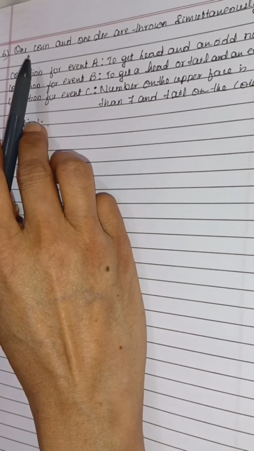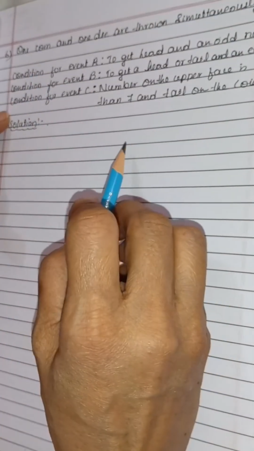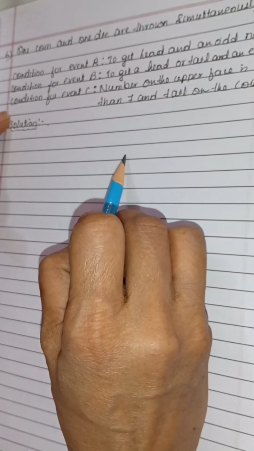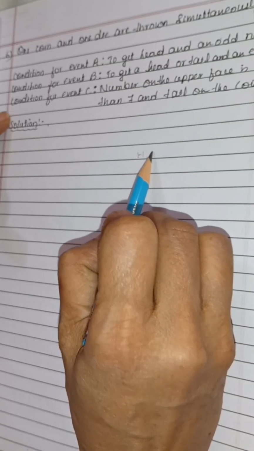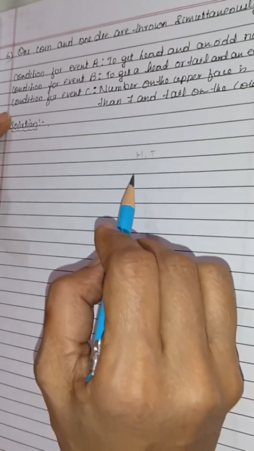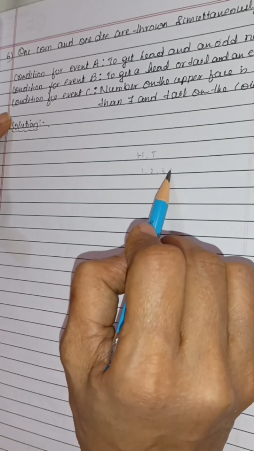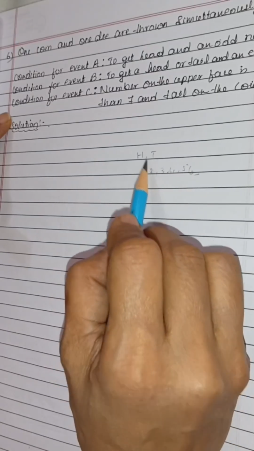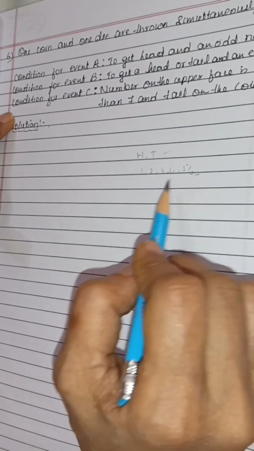Sixth sub question. One coin and one die are thrown simultaneously. When we toss a coin, what is the sample space? The sample space is head or tail. And when we throw one die, what is the sample space? 1, 2, 3, 4, 5, 6. These are the outcomes of the coin, and this is the outcome of a die.